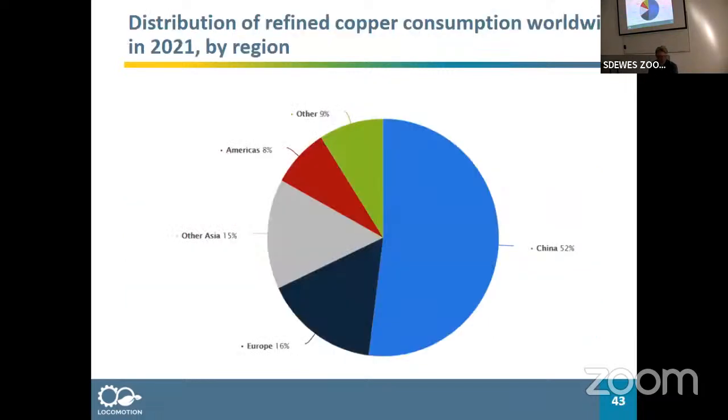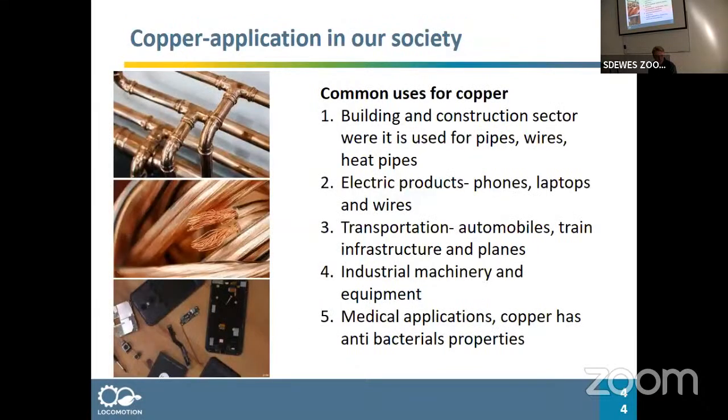Copper is mainly consumed by China, Europe, and then the rest of the world. China leads probably due to the vast boom in infrastructure and in the economy in recent years. What we use it for: pipes, wires, electric products, laptops, transportation, automobiles, industrial machinery, and medical appliances. It is discussed to use it, for example, in hospitals, because bacteria cannot survive very long on copper, and it is quite hygienic. So it has many different applications.